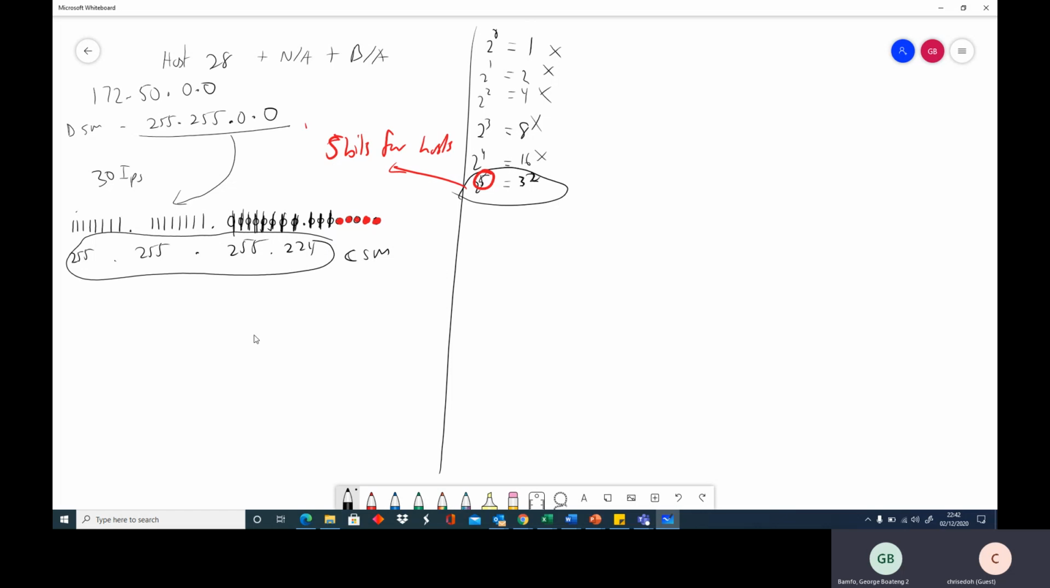Now, the rest of the process, you know it already. We need our broadcast. Our broadcast will be network address plus wildcard mask. And our wildcard mask is global subnet mask minus custom subnet mask. That will give us the wildcard mask. What is our global subnet mask, Chris?